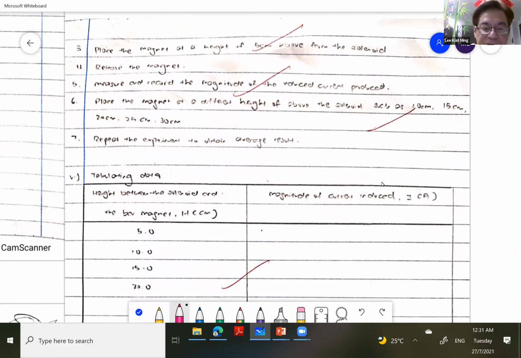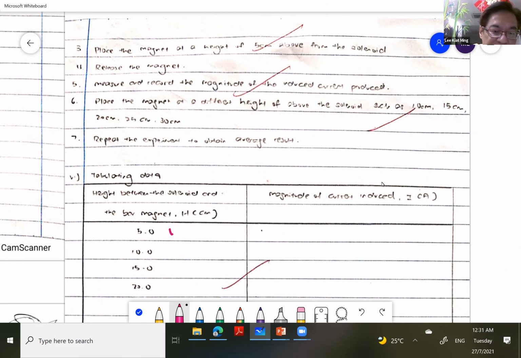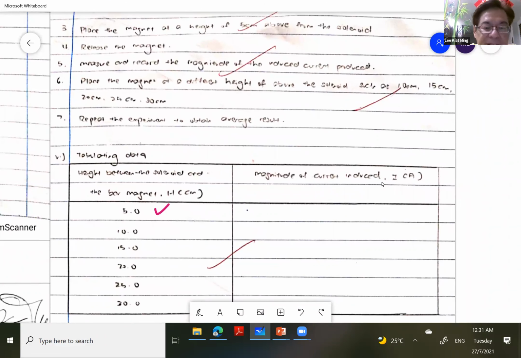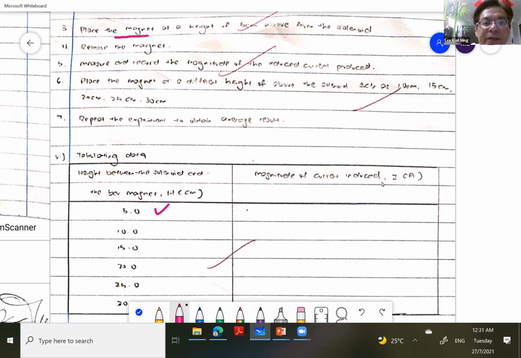Only 5, right? We can start with 5. Why do we start with 5? Because the first value is 5 here. Right, the first value is 5 here, then we start with 5. Place the magnet at a height of 5 cm above the solenoid, and release the magnet. You can continue. The magnet is released.